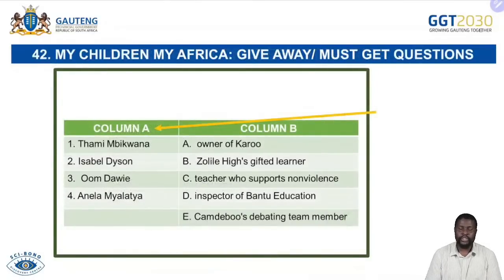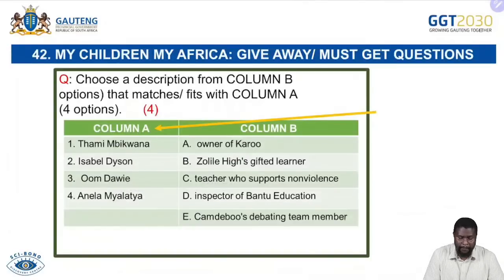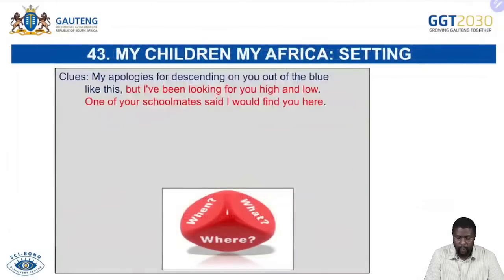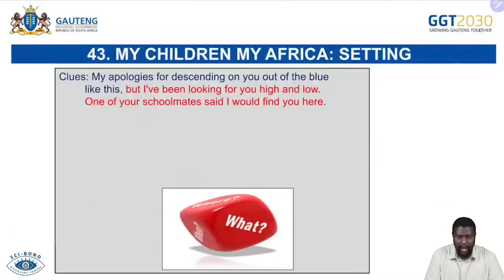Again, giveaway questions. These questions are giveaways. You cannot get them wrong. You need to get them all right. Characters: choose a description from column B that matches with column A. Test your knowledge. When, setting, when and what.